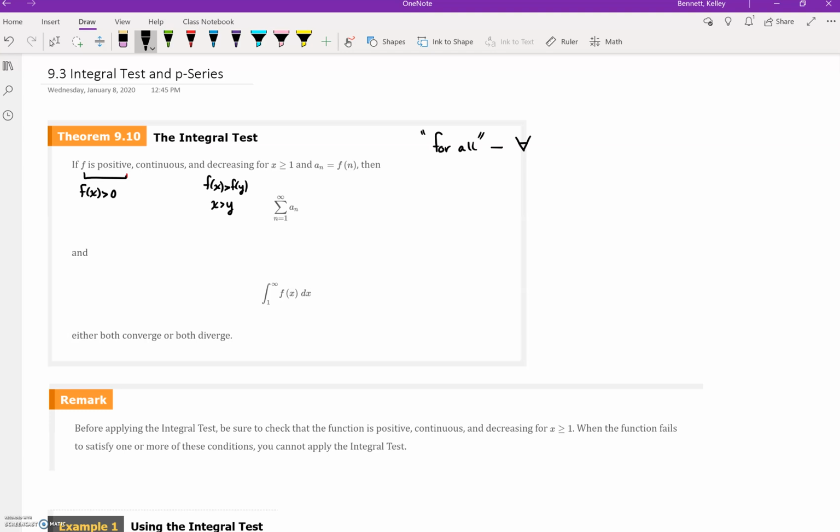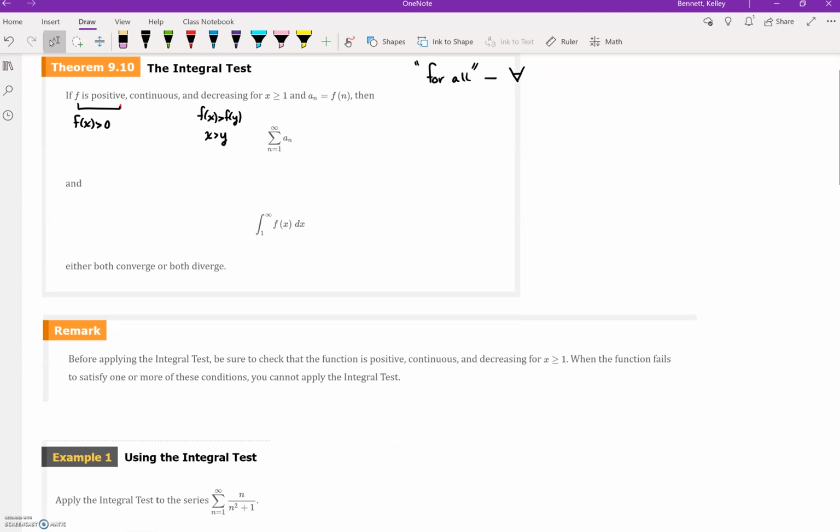Okay, so if you can get all this in line, then what's cool about the integral test is that either both the series and the integral converge, or they both diverge. Okay, so let's see if we can use it in the next example. This is super important. We always have to check that our function is positive, continuous, and decreasing.